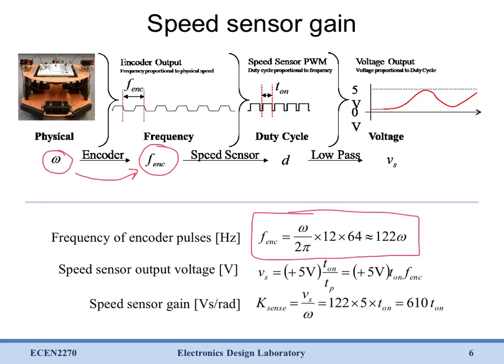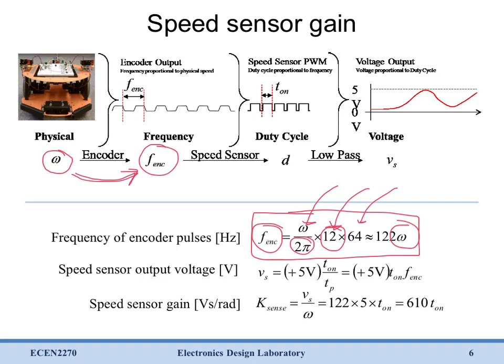Our encoder frequency is the rotations of our motor over 2 pi times the number of encoder ticks per rotation, so 12, times our gearbox ratio. Now remember, depending on what type of motor you have, this might be 12 or it might be 13. But we have a relation between encoder frequency and omega, this first step here.